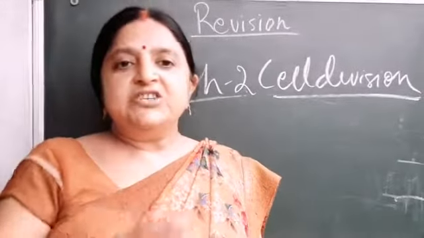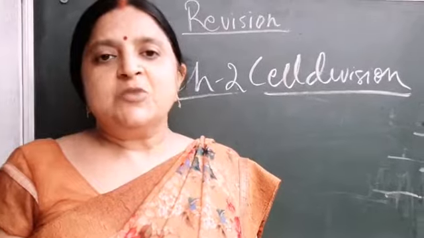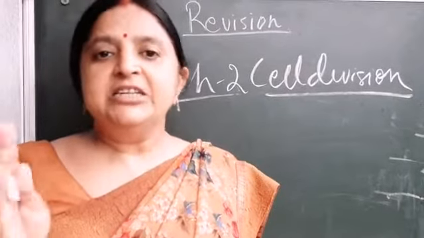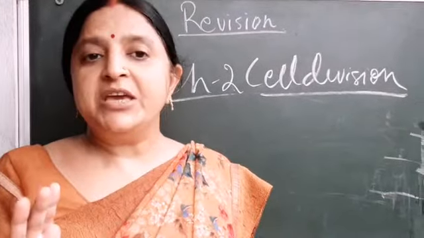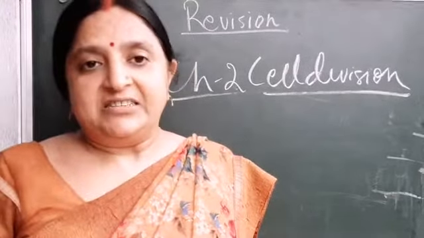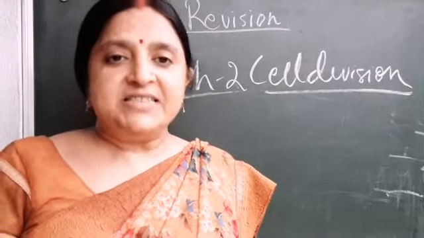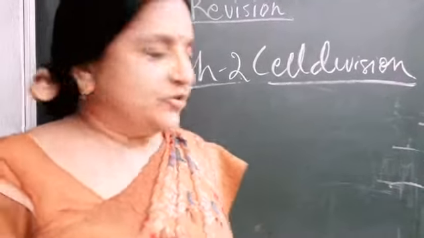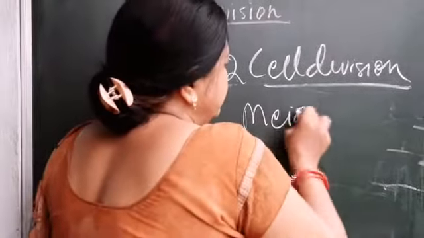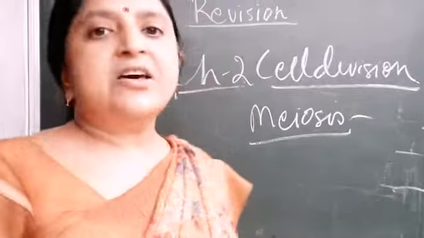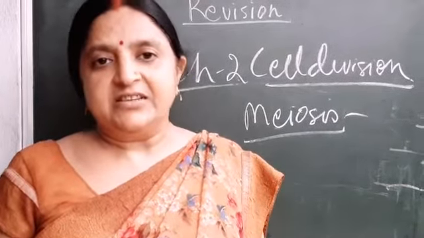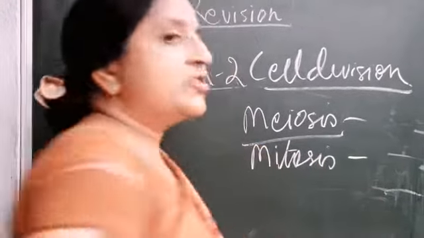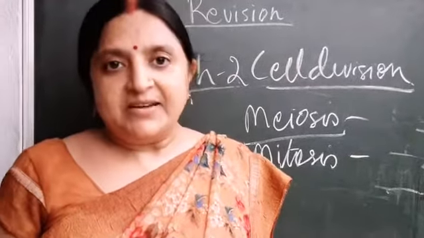Cell division means division of the cell. What is cell division? It is a process in which a complete cell divides into two daughter cells, and these two daughter cells may or may not be a duplicate copy of their parent cell. On this basis, cell division is of two types, meiosis and mitosis. In meiosis, daughter cells are non-identical with their parent cell, and in mitosis, daughter cells are a duplicate copy of their parent cell.